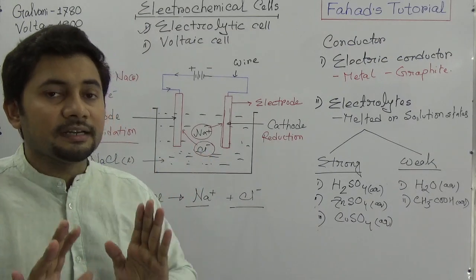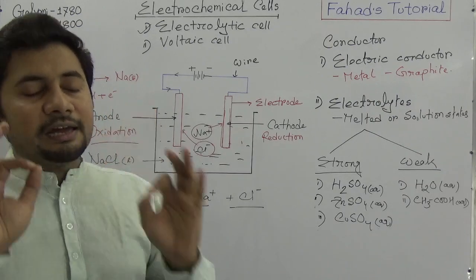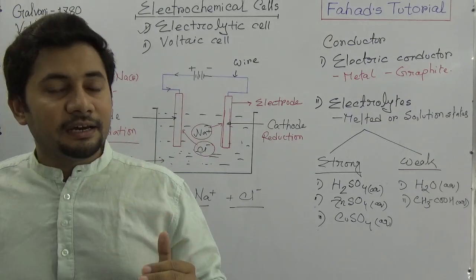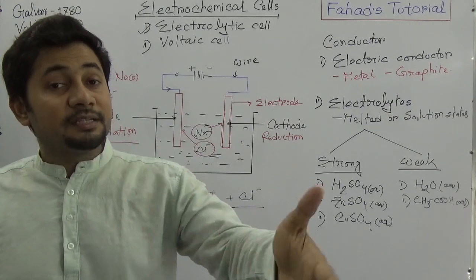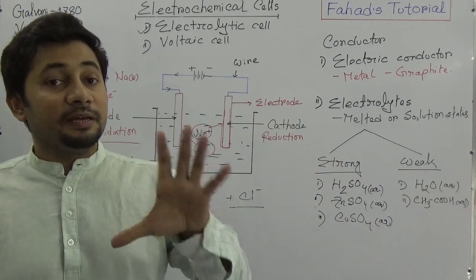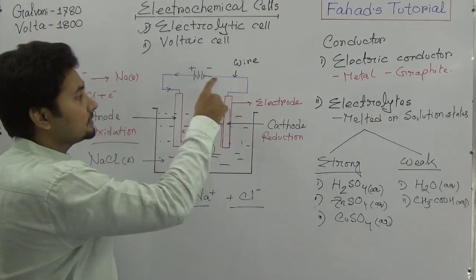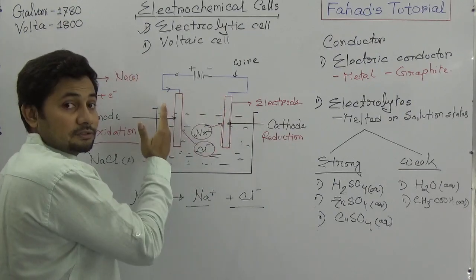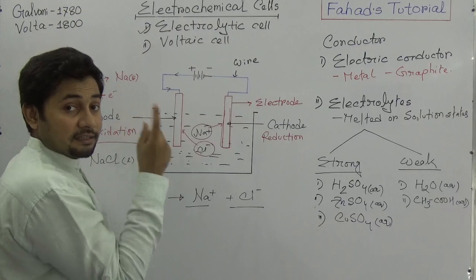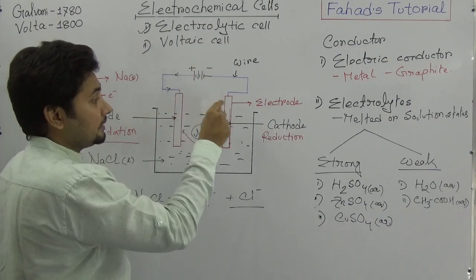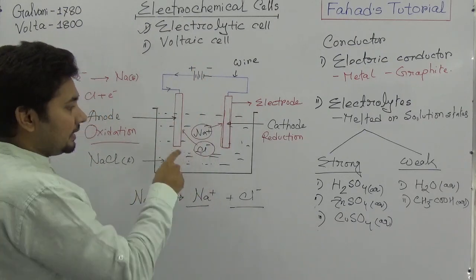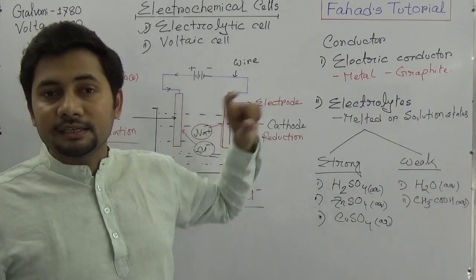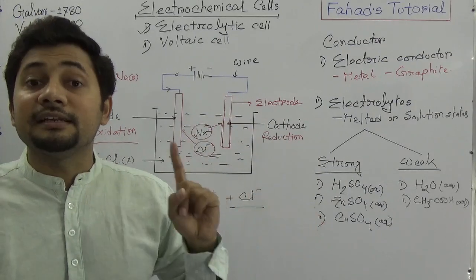I hope you understand the basic and primary level explanations about electrochemical cells. This is the very first lecture about electrochemical cells, because I'm coming up with the next videos in a series to explain more. So this is the electric wire, this is the electric conductor, this is the anode, this is the cathode. The anode is connected with the positive side, the cathode is connected with the negative side, and then this is the electrolytic cell. Dissociation takes place.